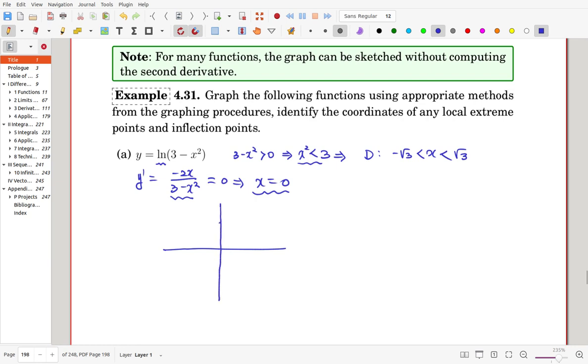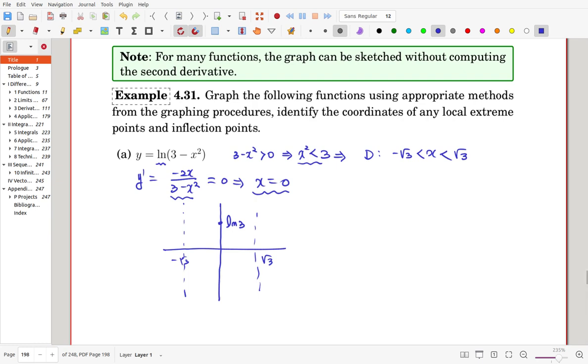Here now 0, then that is natural logarithm of 3. Now the domain is basically here. There's minus square root of 3. That is square root of 3. And you can see it easily. Now once x is less than 0, and at 0 it must be flat anyway.